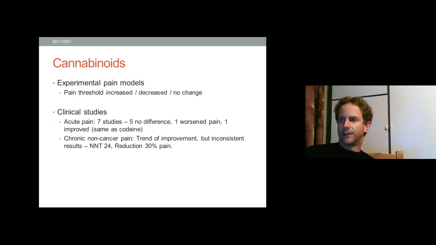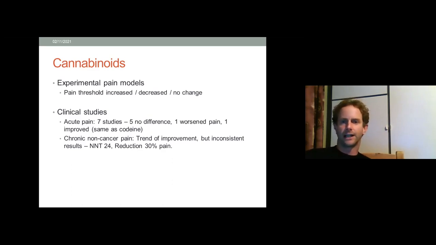So in terms of the evidence for cannabis use, there isn't good evidence yet that we should be using it. In experimental pain models, looking at pain threshold using an electrical or heat stimulus, some studies showed an increase in pain threshold, some showed a decrease in pain threshold, and some showed no change. There's been a few clinical studies, but they're all pretty poor. In acute pain, there's 7 studies. Most of them showed no difference. One showed that it worsened pain, and one showed that it improved pain. In the study where it improved pain, it was only as effective as codeine.